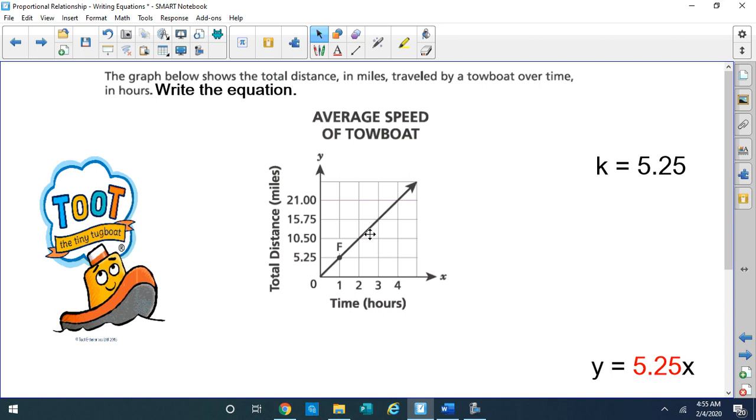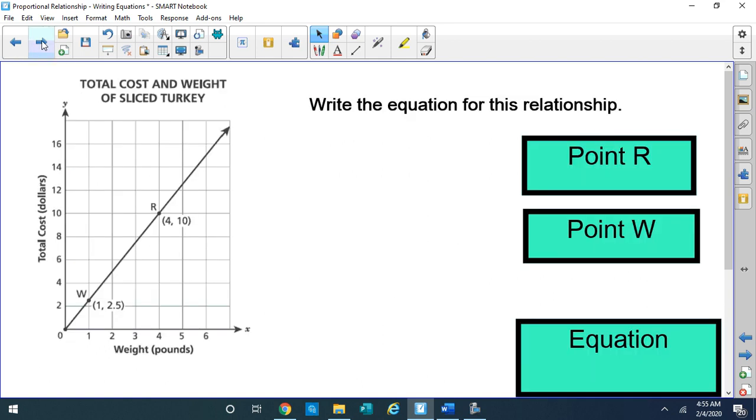And there are other points on there you can check. 10.50 over 2, see if that equals 5.25, 15.75 divided by 3, 21 divided by 4, and they all equal 5.25. So we have our constant of proportionality. So here's a question for you. Write the equation for this relationship.